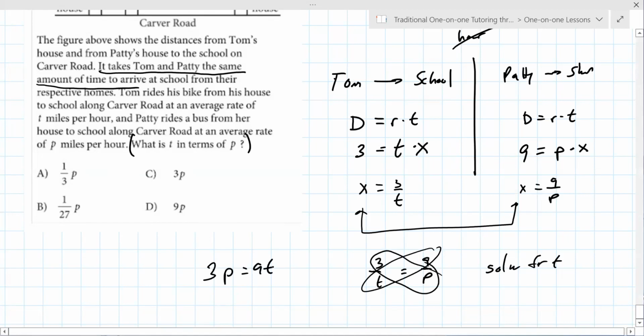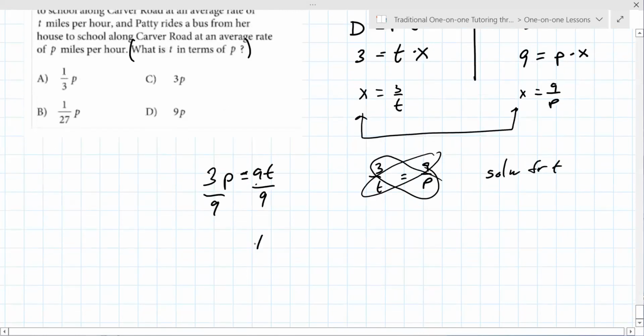And which variable are you solving for? T. So what number is in front of T? 9. So you divide p by 9. Okay. So this is not a good choice. P over 3p equals t.